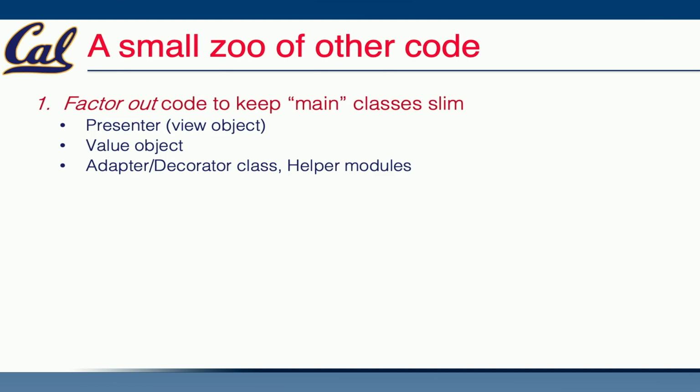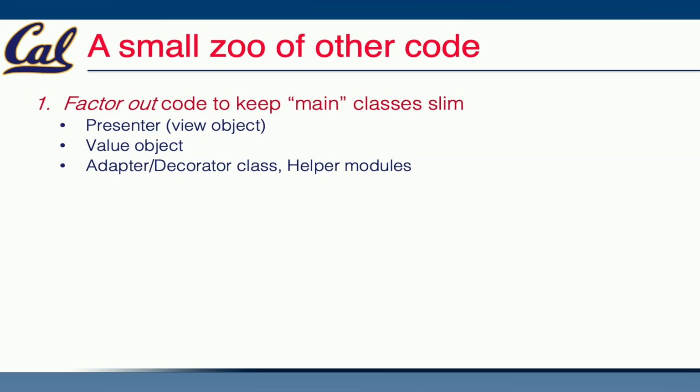Some examples of these. When we're factoring out code, there are lots of different types of patterns that might apply, but some of the ones that you might see are presenter objects, value objects, or adapter or decorator classes. These are all tools that help us build a class whose goal is to format the data in a way that is suitable for presentation. You might imagine in a complicated app, especially one with a lot of nested data, that you want to render specific fields.